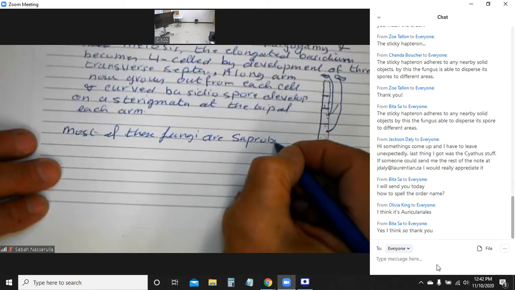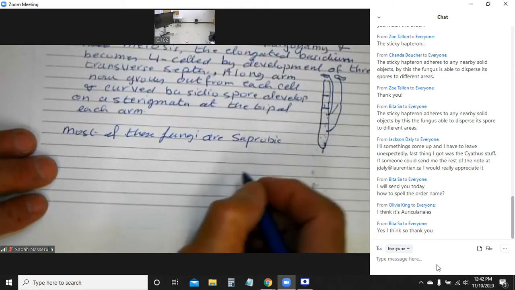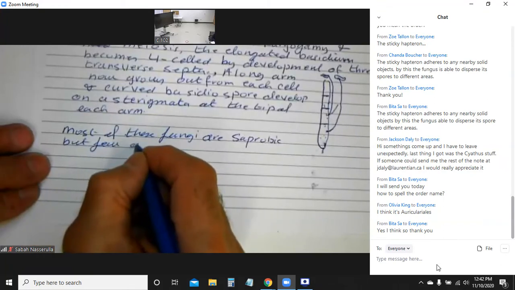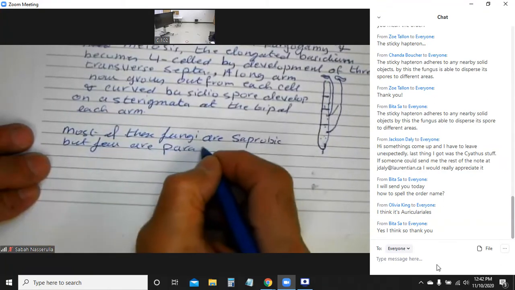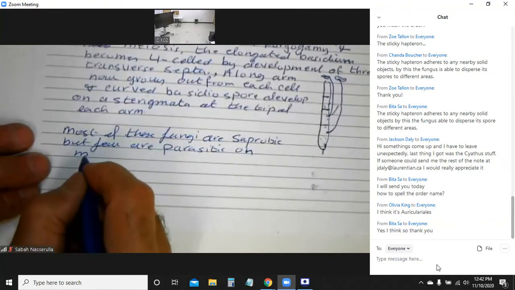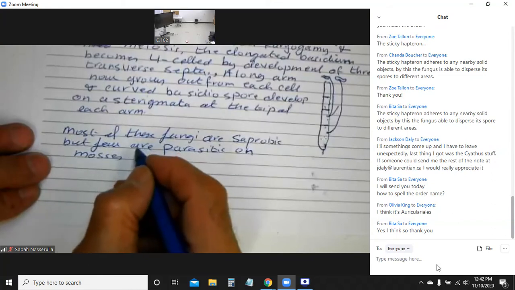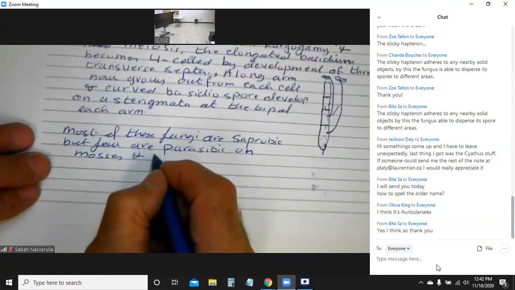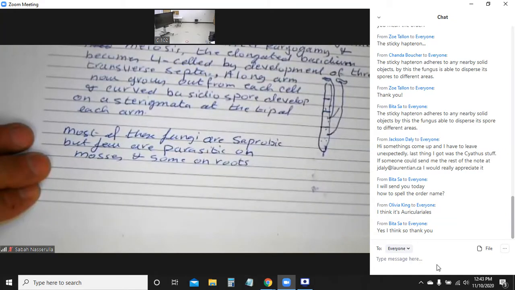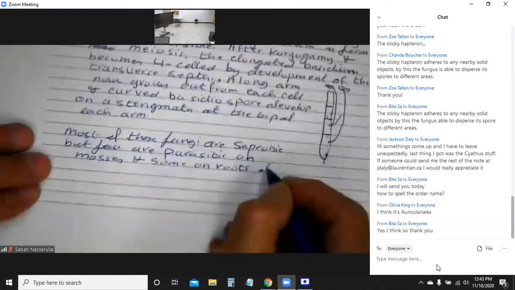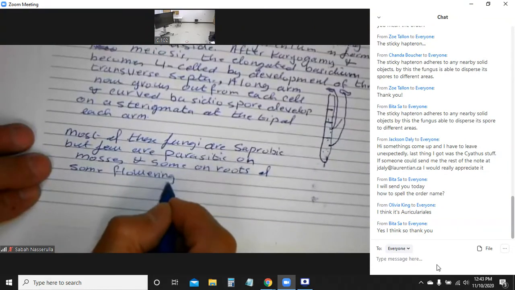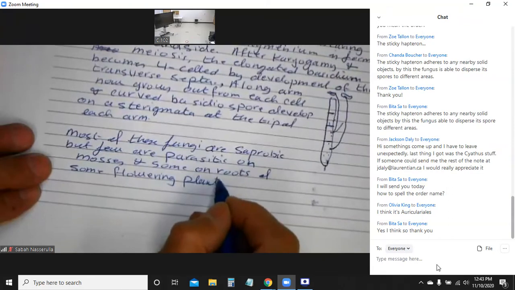Okay, saprobic. But if you are parasitic, as I mentioned, parasitic on mosses, and also some on roots of some flowering plants. Okay.